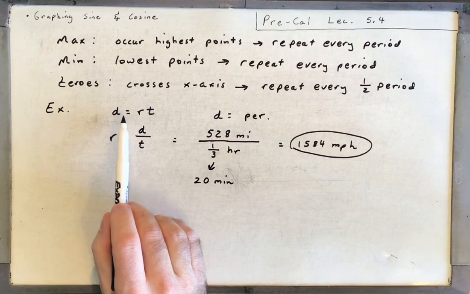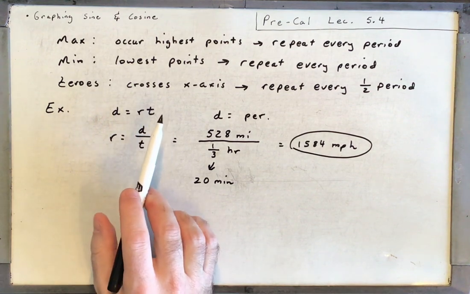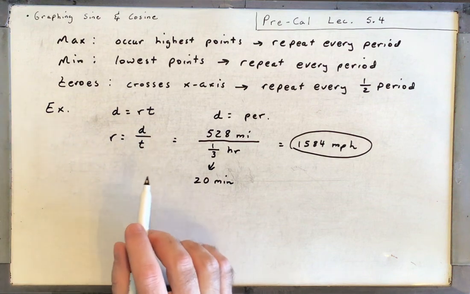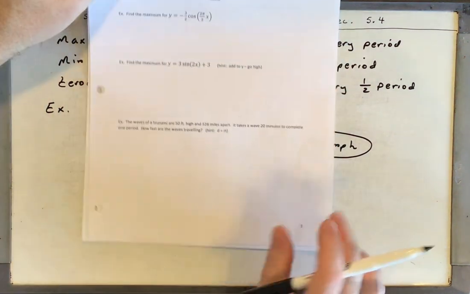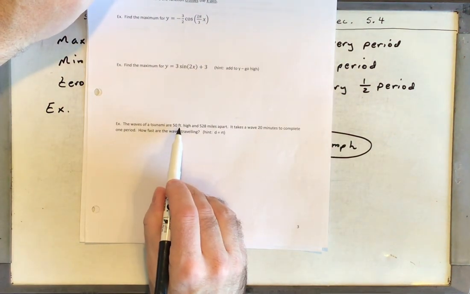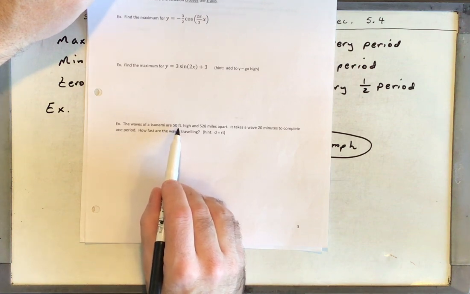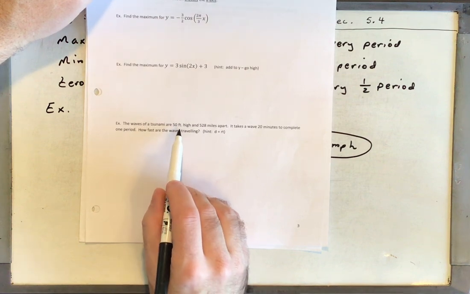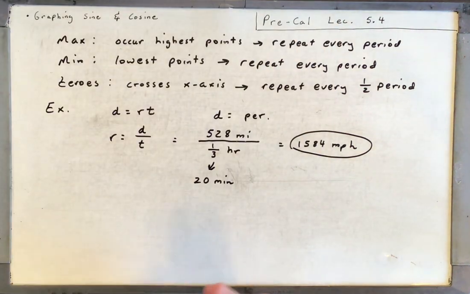Okay, so for these, you just got to remember distance is rate times time, and that in this particular one, how high the wave is, that 50 feet high, that doesn't matter. That's the amplitude. If it asked for the amplitude, you could say, okay, it's 50 feet. All right, but you don't need that in this problem.